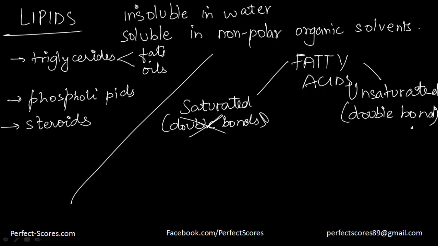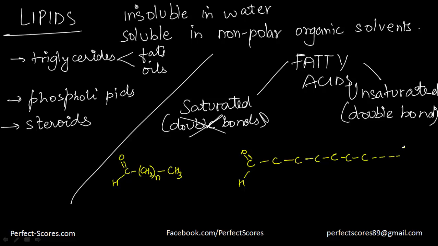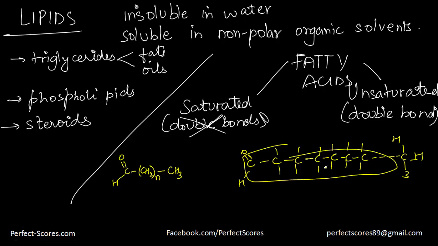So let me give you two examples of that. So this would be an example of a saturated one without any double bond. So this chain over here can continue as long as the molecule is, finally culminating in CH3. So you have hydrogen molecules on both sides and there is no double bond in this chain. So it will be known as a saturated fatty acid.